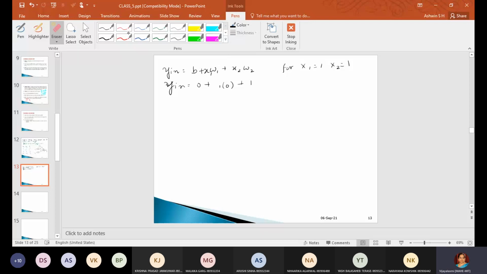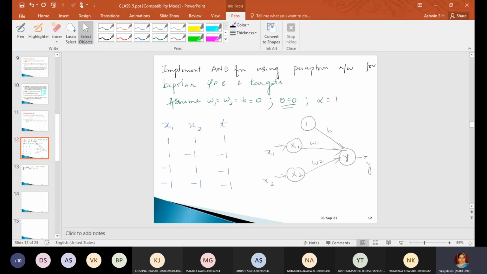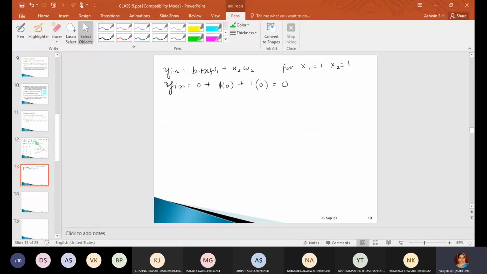x1 into 0 plus 1 into 0. So y in is 0. So what is the input to the output neuron? That output layer y input is 0, right? So now we know that here the threshold value is given, theta is also 0. This is given, right? So we'll just write the expressions for y in.